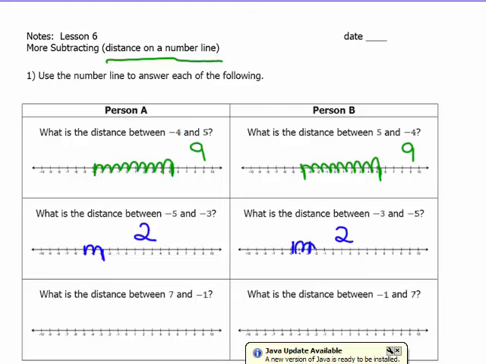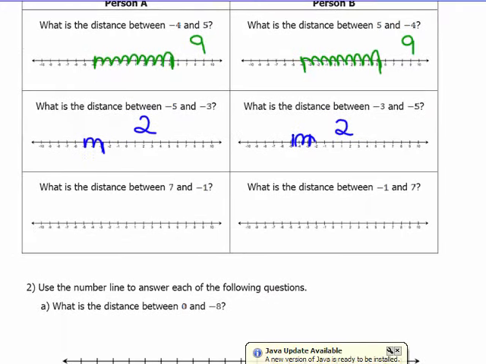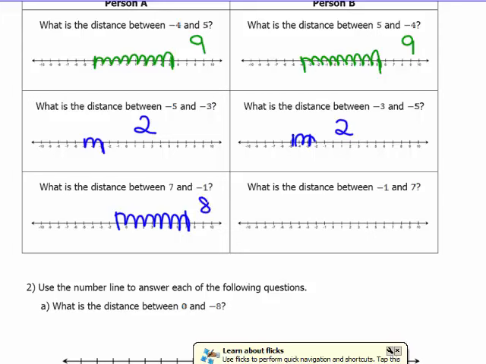All right, well, let's see here. What do we think this means? So the distance between 7 and -1, so here's 7, here's -1, 1, 2, 3, 4, 5, 6, 7, 8. Okay, -1 and 7. 1, 2, 3, 4, 5, 6, 7, 8 again.